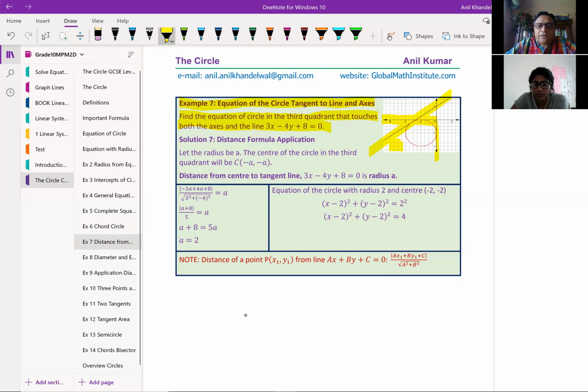I'm going to apply a very simple method to solve this, and see the strategy. Since I know that this circle is touching both these axes, correct? So it is the same distance, because the radius is the same, correct?